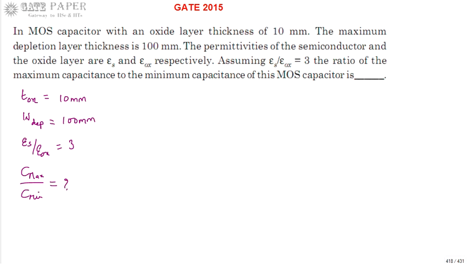So first of all we will see what is meant by a MOS capacitor, and then we will see how to calculate the C maximum and C minimum. And we will also see the capacitance versus voltage characteristics of the MOS capacitor.